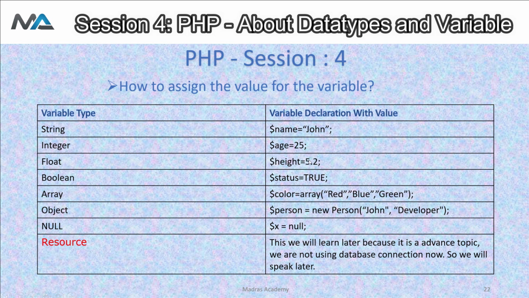If it is float, we can give dollar symbol height equal to 5.2. If it is float, we can give 5.2f also. I am not using f here, but in PHP we have float as well as double. Double is the default one. So if you declare a float or double using dollar symbol height equal to 5.2, it is considered as a double. If I give f, at that time it will be considered as a float. Here I am having a dot value, but if it is without a dot, we declare the number as integer type.